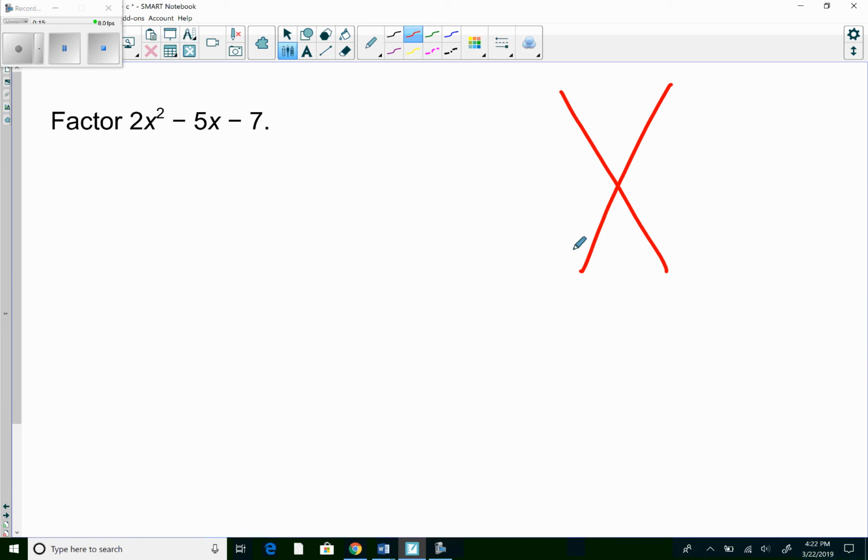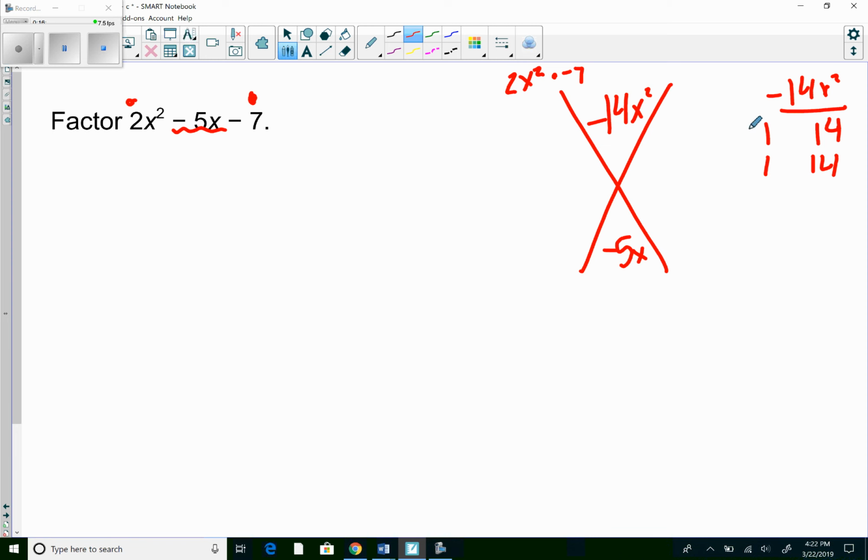I am going to do that AC split process. A times C, so I have 2x squared times negative 7. I've got negative 14x squared. And then here's my B term. I'm going to put that down in the bottom. So I need to find my factors of negative 14x squared that when I add them together will give me negative 5x.